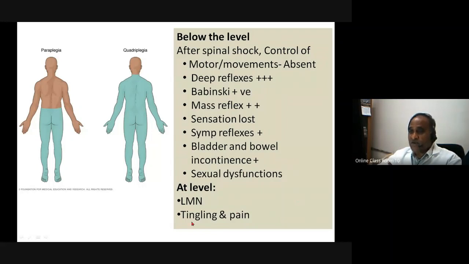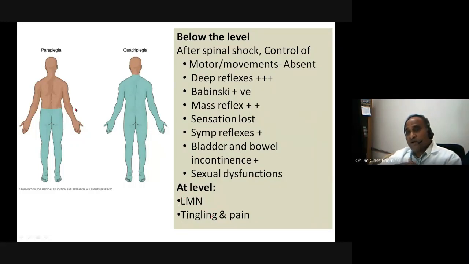What happens at the level of the lesions? So here, at this level, or at this level. At the level of the lesion, for example, if I am talking about C6, at C6 level the cord is damaged. So the damaged cord will also damage the motor neurons present there, and the muscles supplied by C6 level are all of the lower motor neuron type. They are not upper motor. Below is all upper motor neuron type; at the level of the lesions, it is lower motor neuron type.